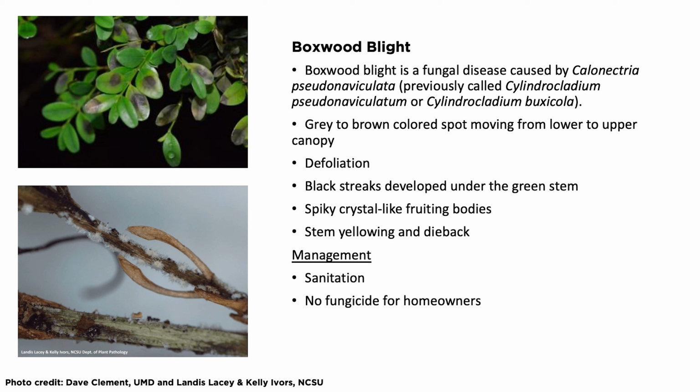One severe result of this disease is that it can cause really bad defoliation. So you're going to have a lot of leaf drop. And if you cut the surface of the bark, you can see black streaks develop under the green stem. If you incubate it under a certain humidity, the disease can further develop spiky, crystal-like fruiting bodies. Those are the spores. And it will furthermore attack the whole branch and then cause sectional dieback.